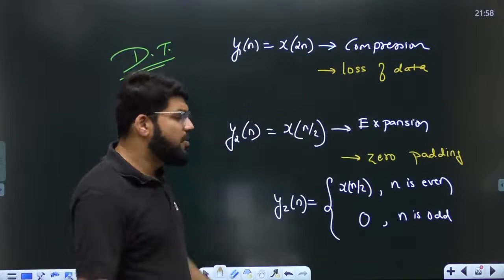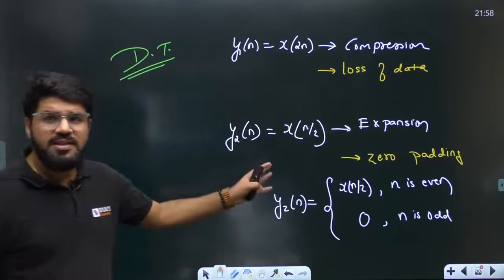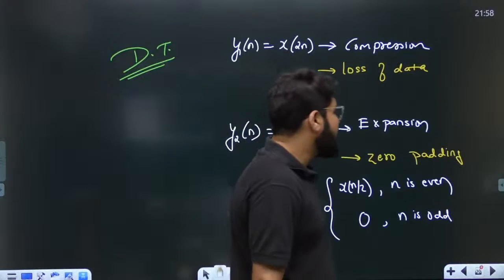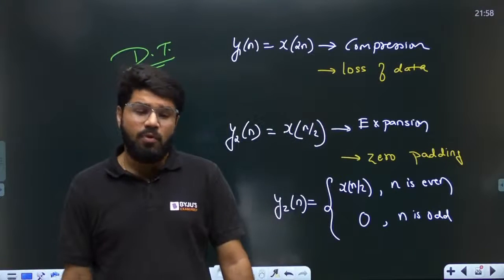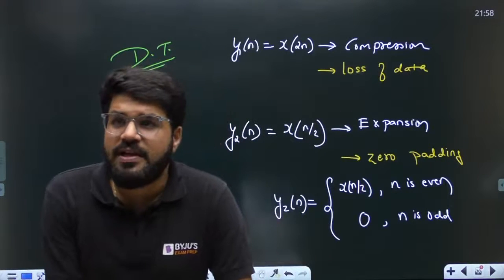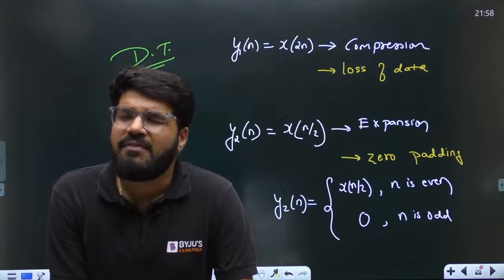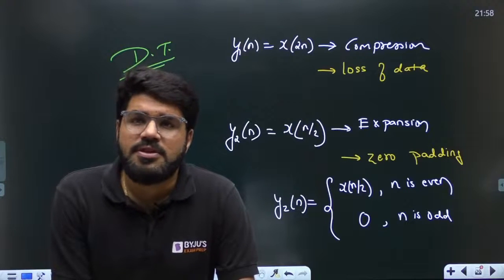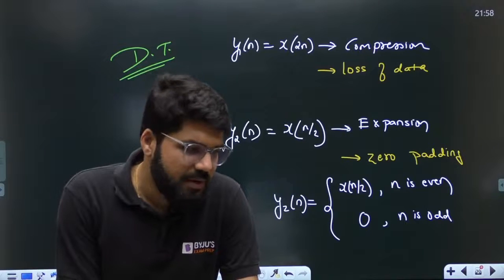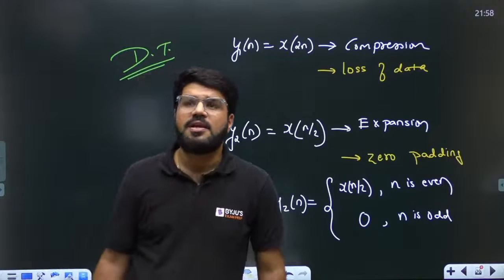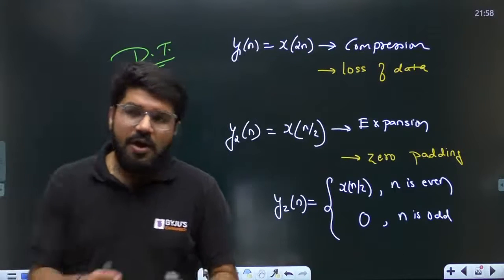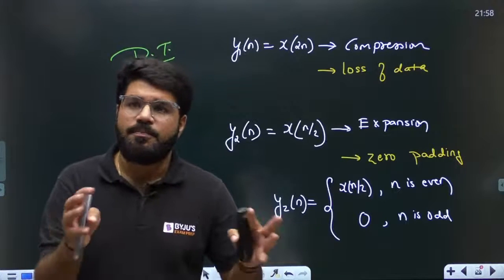So zero padding. We have seen the waveforms also. What we get after expansion is the zero padding, but what we get after compression is the loss of data, the loss of samples. I think I've explained this in the very first or second class of this fundamental series. You can go through it. That is why always follow the lectures in continuity.